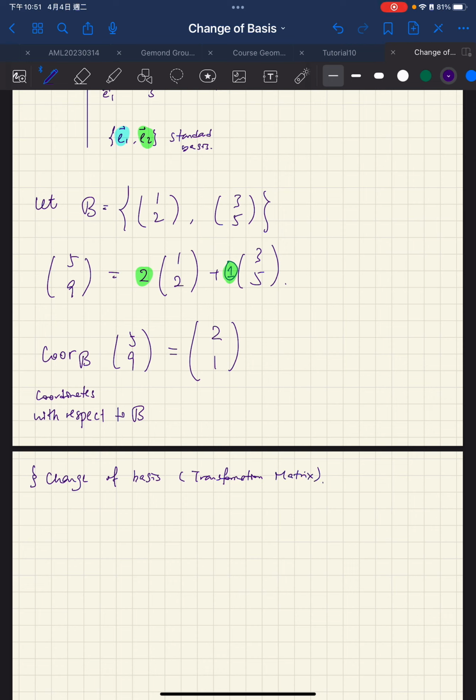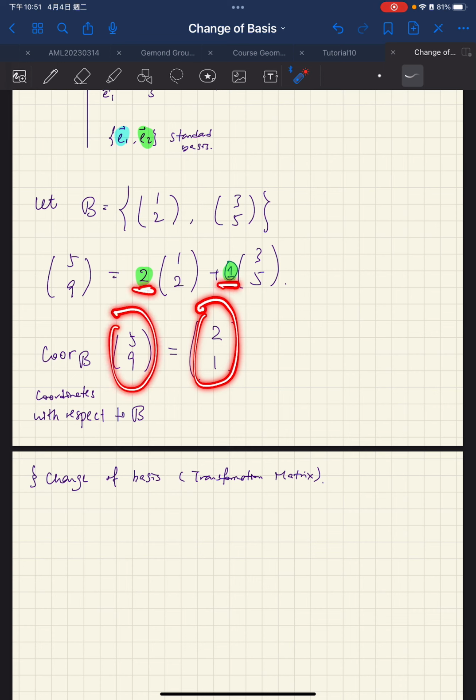So let's talk about the transformation matrix. What is happening here? In fact, if I'm giving you 2, 1, it seems to be very easy to get this 5, 9, right? If I give you this 2, 1, how do you get the 5, 9? You're just multiplying. So this direction is very easy.